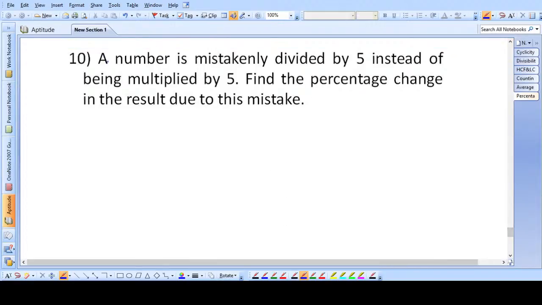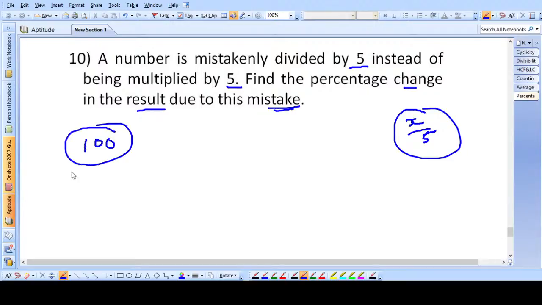Now the last question. A number is mistakenly divided by 5 instead of being multiplied by 6. Suppose we have a number x and you need to multiply, but instead you mistakenly divide. So the number gets reduced, definitely. Find the percentage change in the result due to this mistake. So basically it is asking by what percent the value changes. This also I prefer to take 100 as the value.